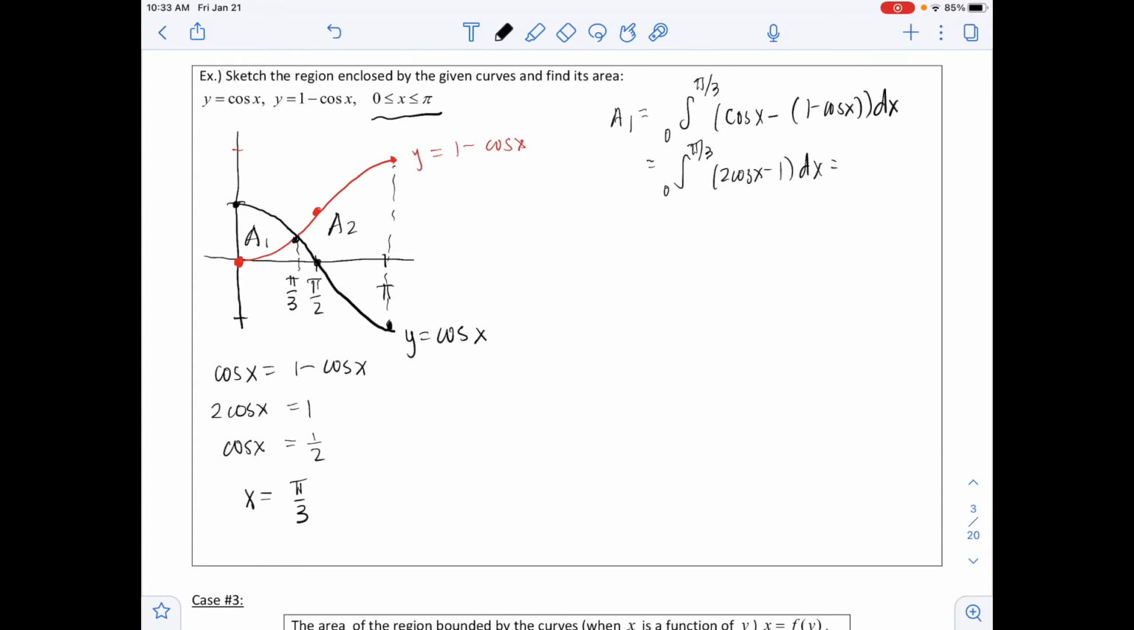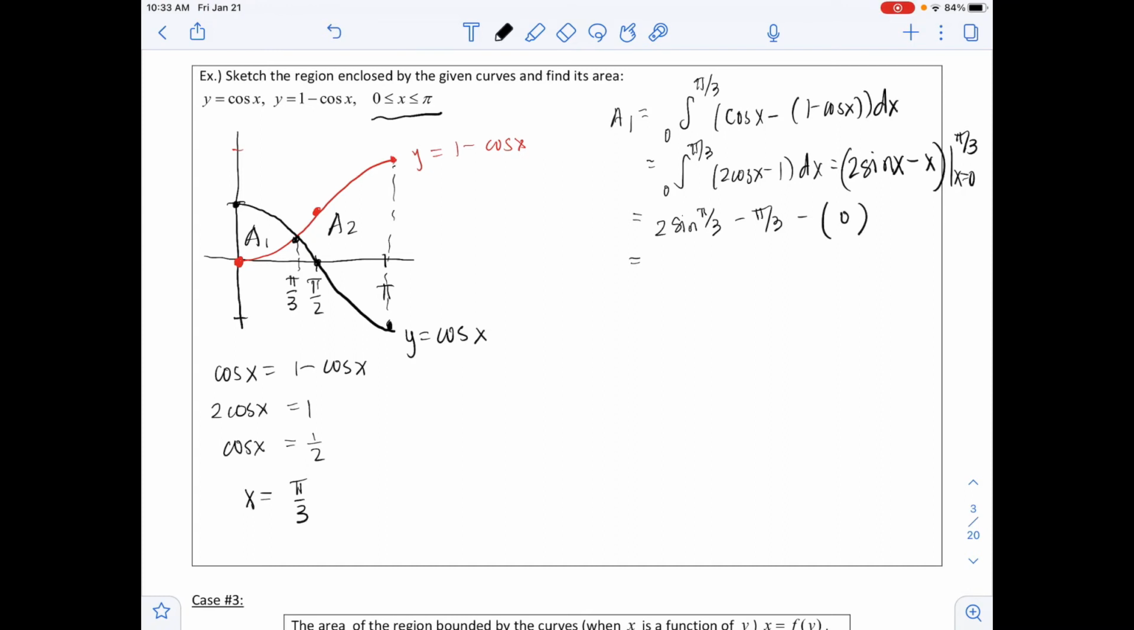So then integrating this, we have 2 sine x minus, integrating 1 is just x, and then we're going to evaluate this from x equals 0 to pi over 3. So substituting in pi over 3 first and then 0 next, we get 2 sine of pi over 3 minus pi over 3, minus, and then substituting in 0, we have 2 times sine of 0, which is just 0, minus 0, so that whole thing would just be equal to 0 there.